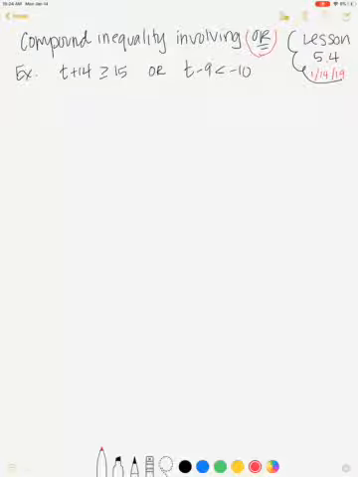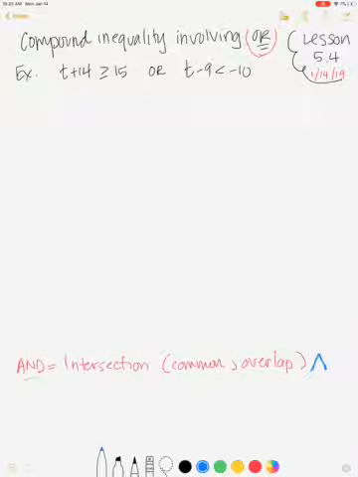With the ands, what we were looking for was the intersection, which was really what they had in common, the overlap of the two separate inequalities. And if you can remember, the symbol that we used for the compound inequalities involving the word and was this upward caret, because we were looking for what they had in common.